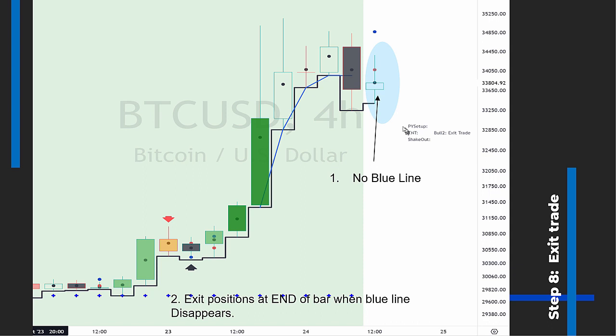Step 8 is to exit the trade when the blue line disappears. And you could see here, the blue line was still there on this bar. Over here, at the end of the bar, not the inner bar, at the end of the bar, the blue line was not there, so we'd exit the trade.